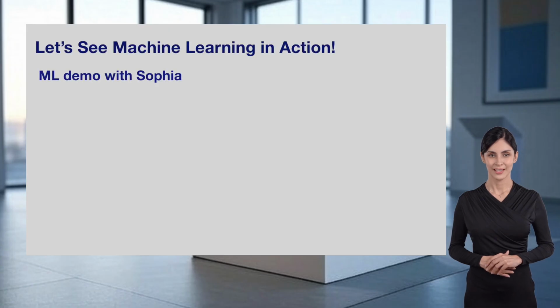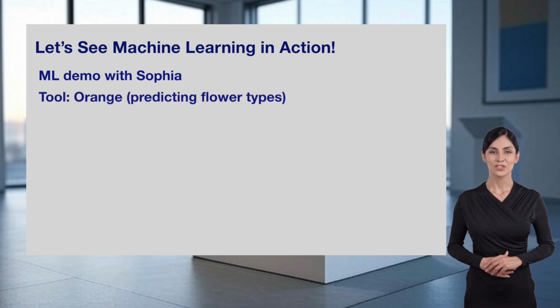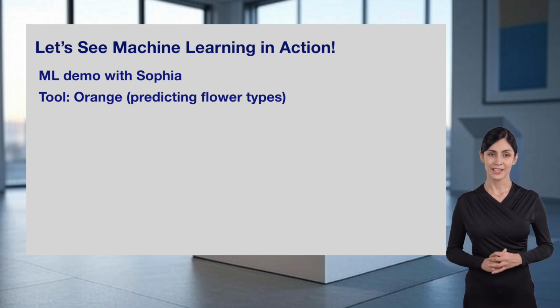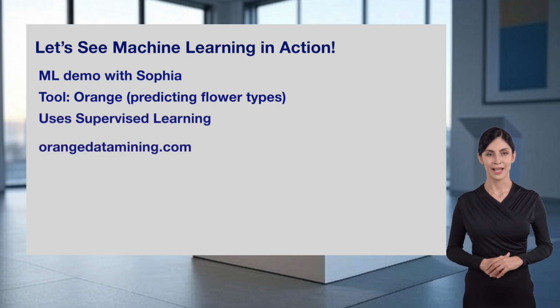To see machine learning in action, let's bring in Sophia for a demo. She'll use Orange, a free tool, to show how supervised learning can predict flower types using a famous dataset. This will help us understand the ML process in a real example.